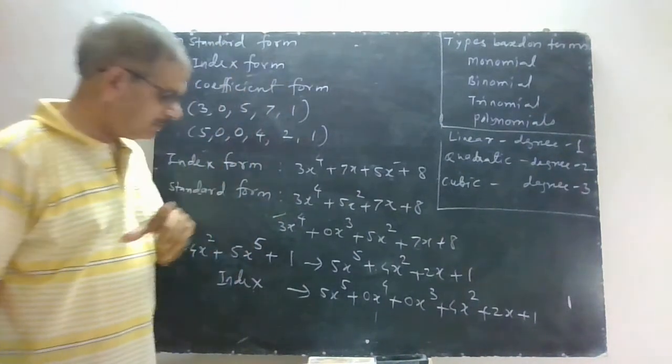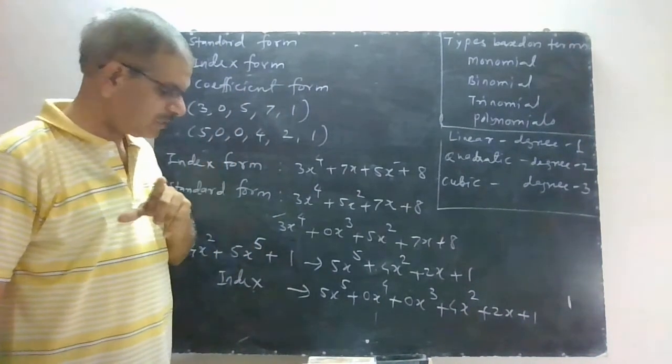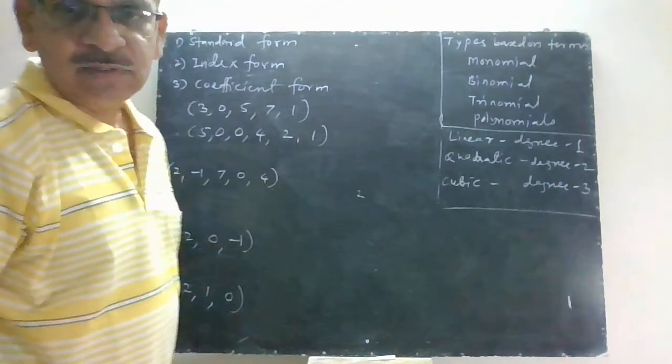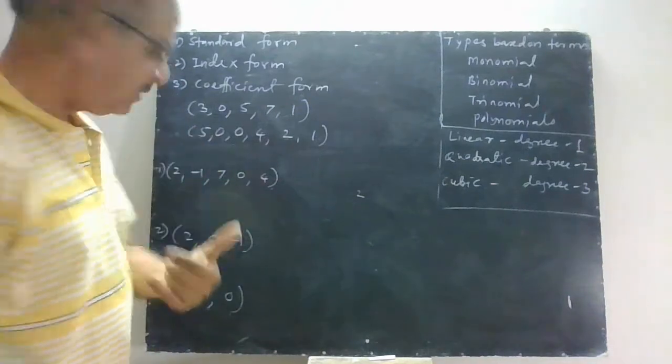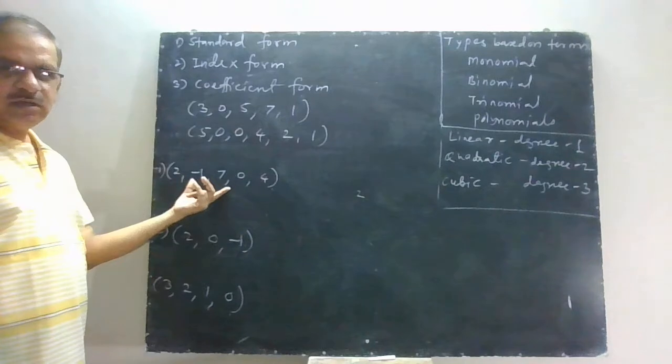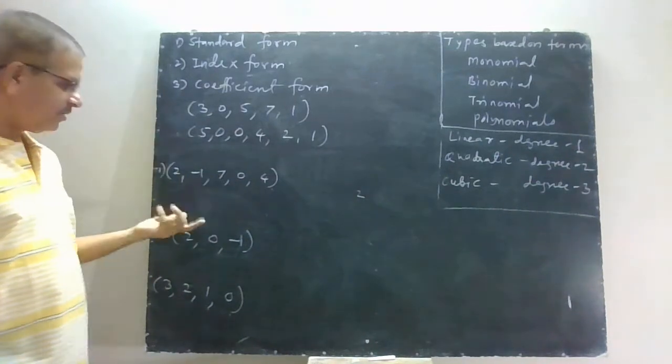You have to try to solve practice set 3.1. Now see 1 or 2 examples where coefficient forms are given. You have to write down the index form or standard form.